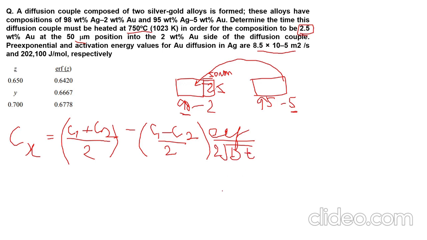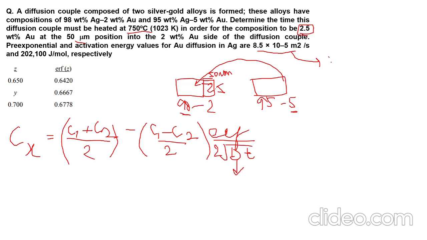So this is the concentration at a certain position X. You know the initial concentration of the two alloys. You know all of this. This is the ERF function. You have to know this D, which is diffusion, but you only know the pre-exponential and activation energy for the equation, right? So you know D naught, you do not know the actual D.